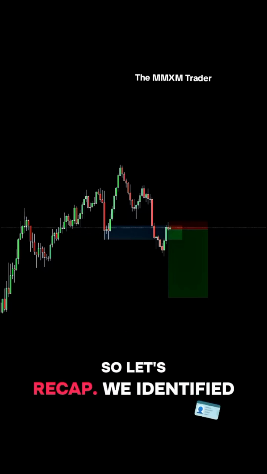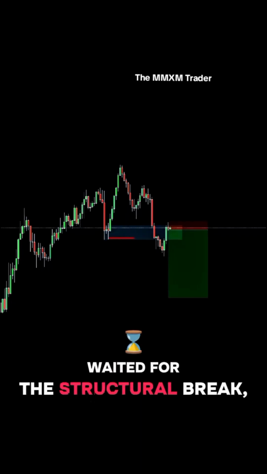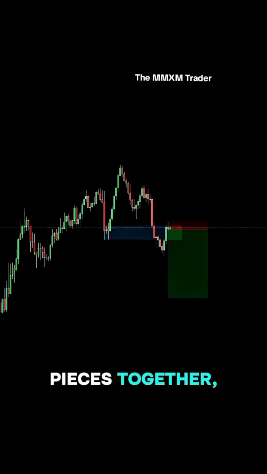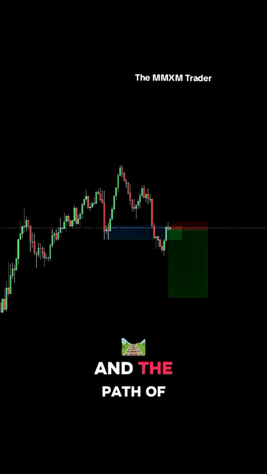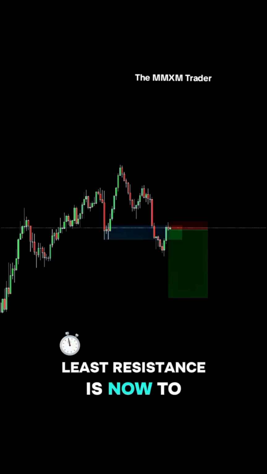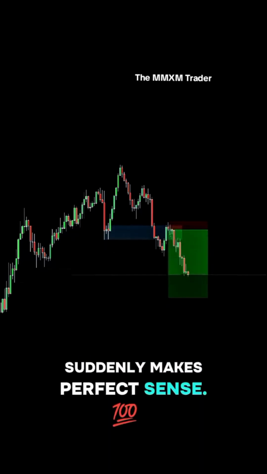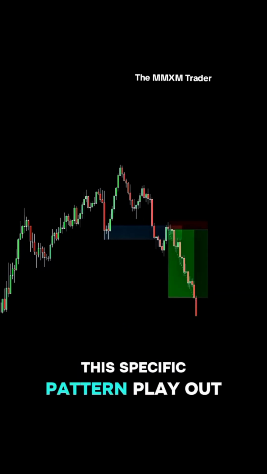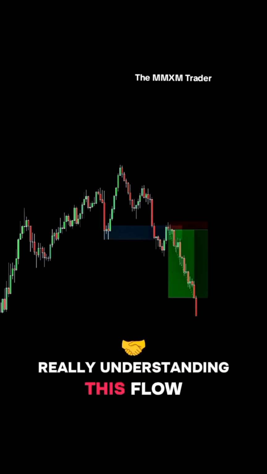So let's recap. We identified the trend, spotted the momentum shift, waited for the structural break, and confirmed the retest. When you put all these pieces together, it paints a very clear picture. This is a high probability setup where the sellers have taken over and the path of least resistance is now to the downside. All that initial chaos suddenly makes perfect sense. And I really want this to sink in. Being able to see this specific pattern play out is one of the most fundamental skills in trading. Really understanding this flow is a game changer.